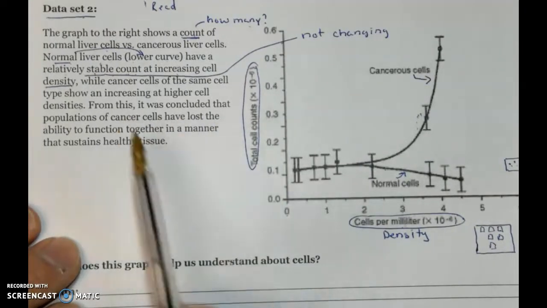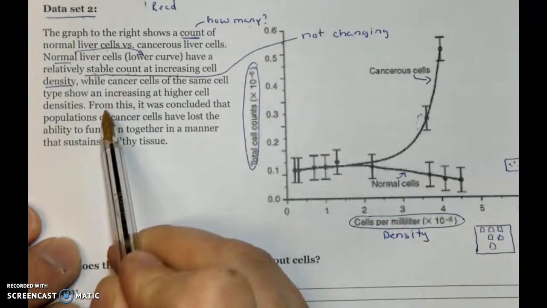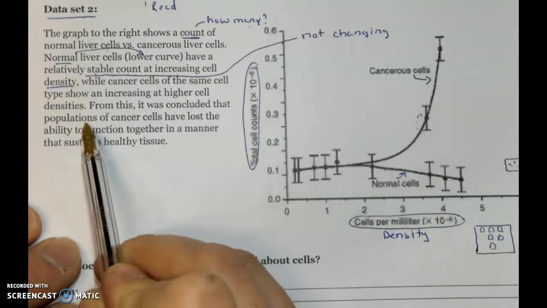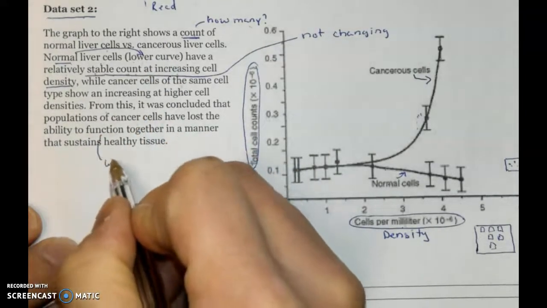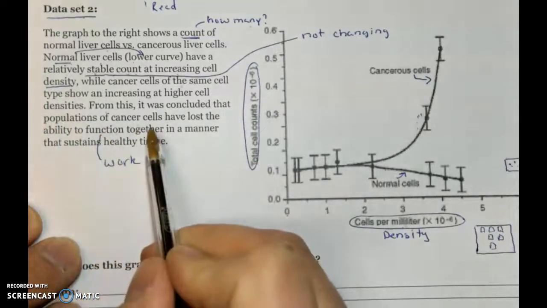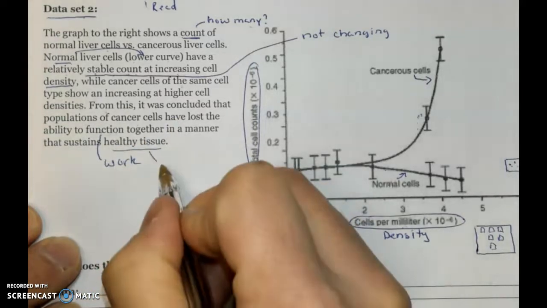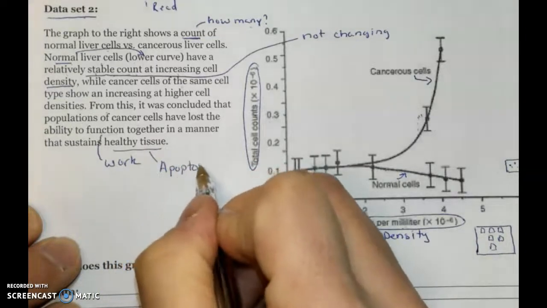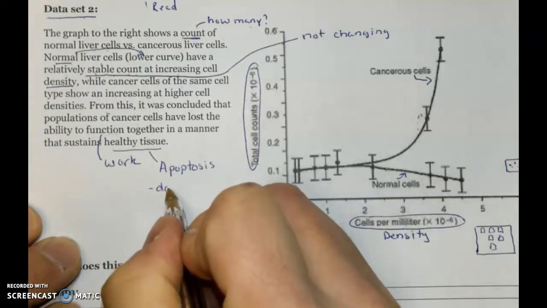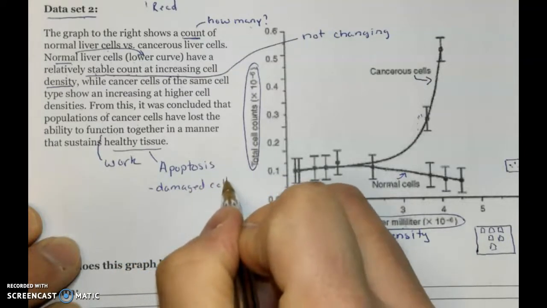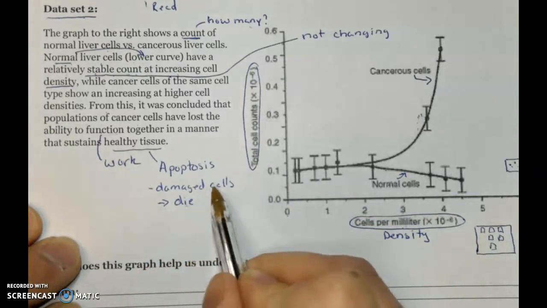Now that we've talked about what is going on our x-axis and y-axis, let's go back to our reading. It says, from this, it was concluded that populations of cancer cells have lost the ability to function, meaning work, so they have lost the ability to work together in a manner that sustains healthy tissue. We talked about healthy tissue. One word that we saw previously was the term apoptosis. Apoptosis means when a cell becomes damaged, it dies. Apoptosis is cell death when cells become damaged.